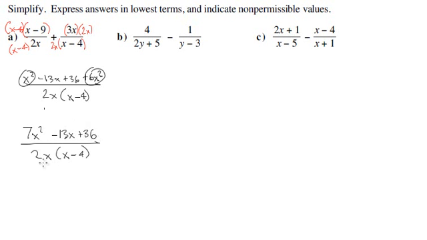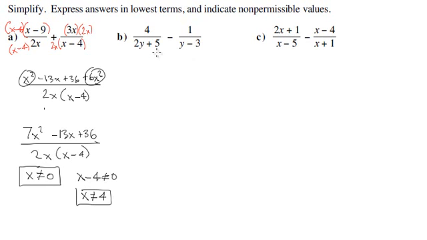Looking at this, each of these individual pieces could equal 0, and those are the things we have to rule out. So if we do x minus 4 cannot equal 0, that gives us the non-permissible value x cannot equal 4. If you take the 2x or just the x, doesn't really matter, you get x cannot equal 0. And the 2 you can pretty much ignore. 2 can't ever equal 0, so there's no need to worry about it. So our non-permissible values are 0 and 4.